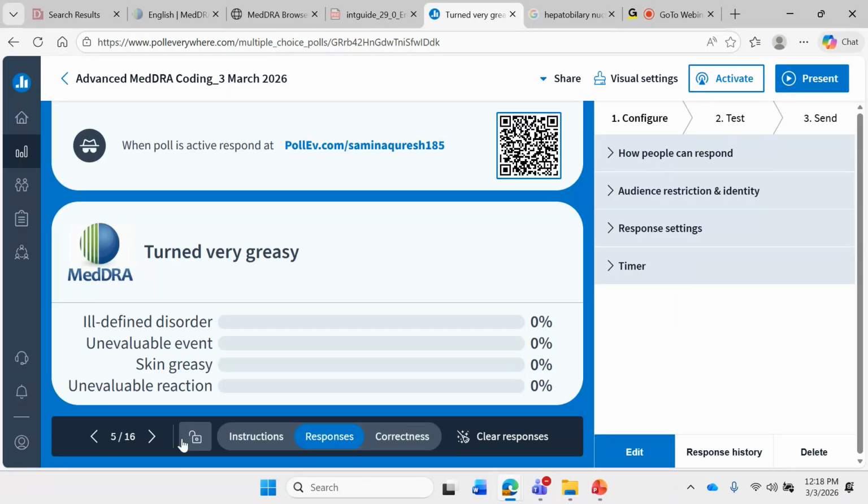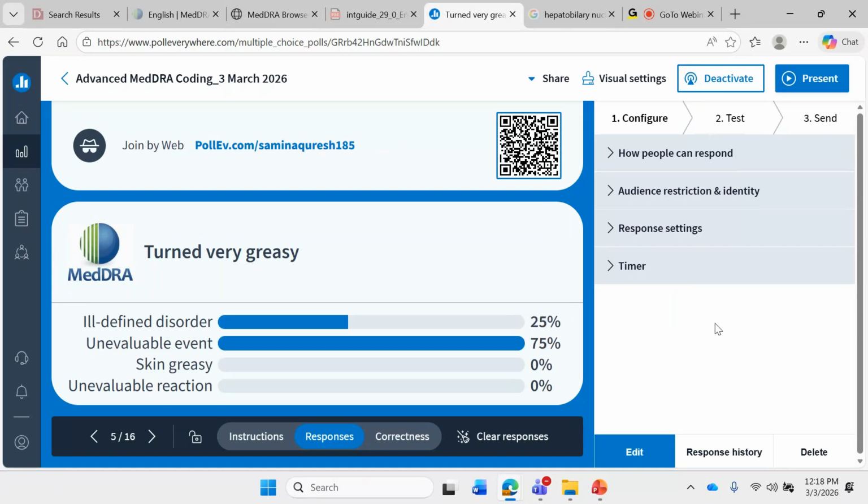And I'm going to activate it. And here we have the verbatim. All they told us is turned very greasy. Okay, we touched upon that, remember? Turned very greasy. Okay, what turned very greasy? His nose, his hands, his hair, the bottle of pills, his pill became greasy. The device that he was using became greasy.